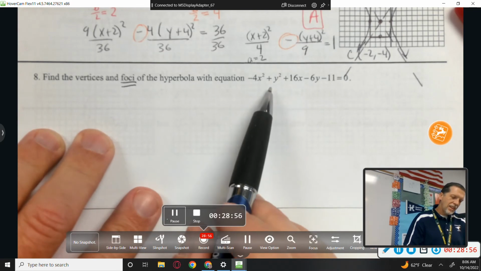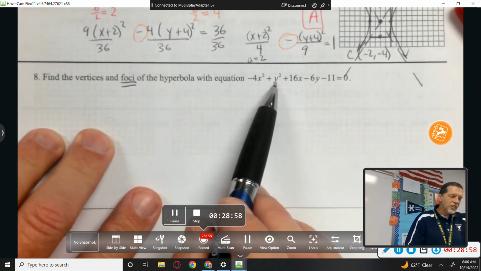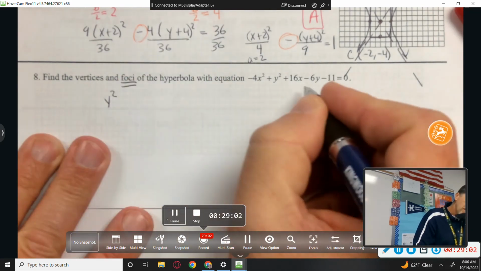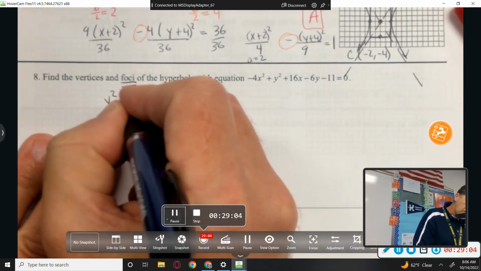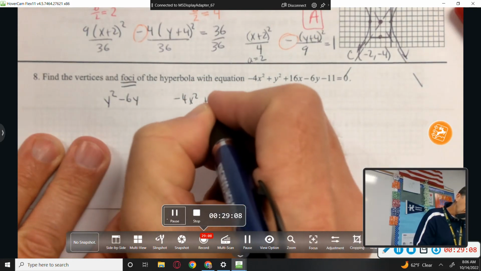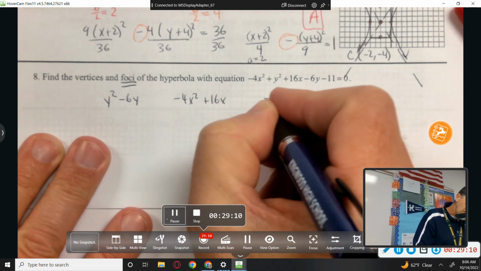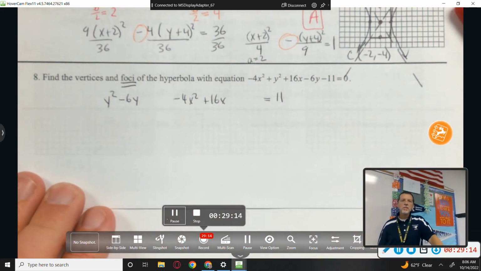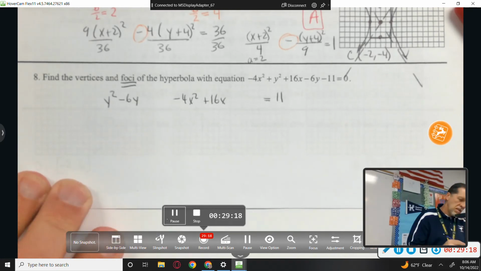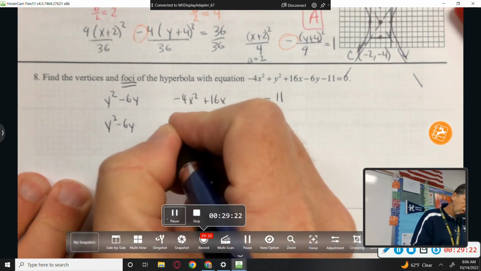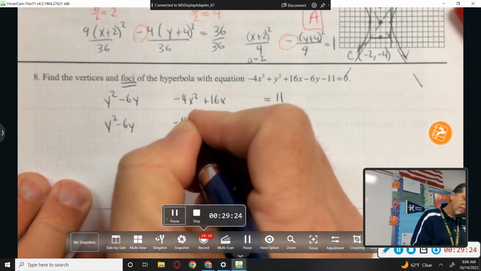I think I want to write the y stuff first since y squared is positive. So y squared minus 6y minus 4x squared plus 16x equals 11. So the y squared stuff is ready to go. The x squared stuff, or the x stuff, I need to factor out a -4.